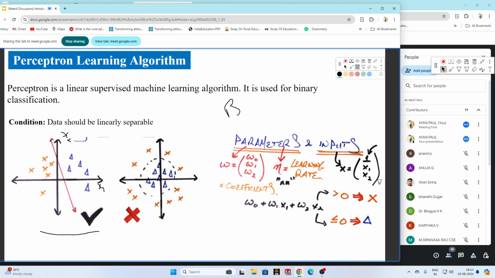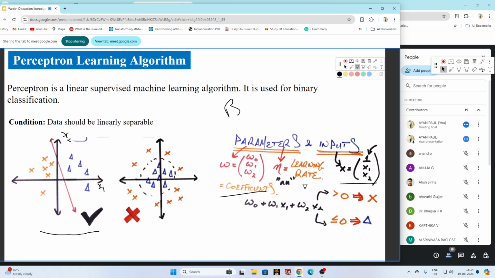Two things are important: one is the input, and the second is the coefficients, which you have seen earlier also. And another thing, there is a parameter here called the learning rate. Learning rate is related to search.